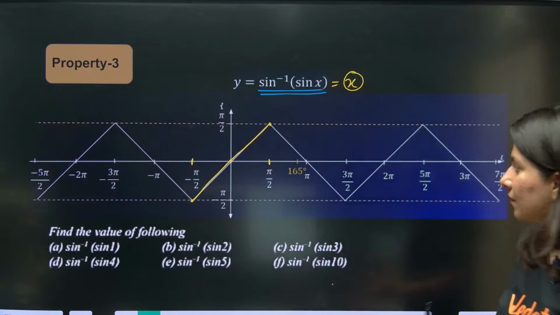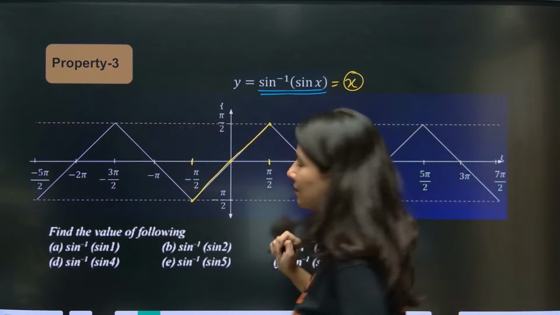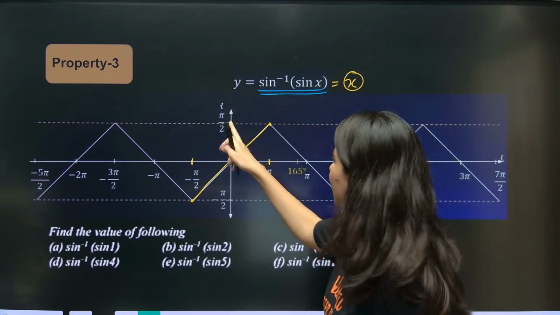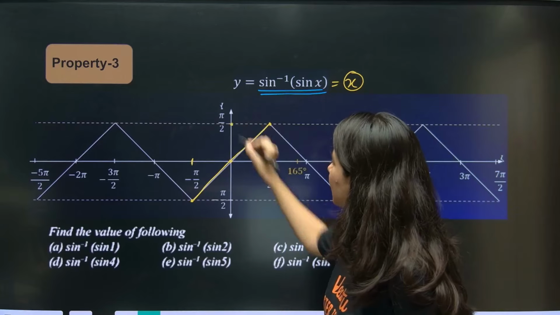Okay, can you see? Okay, pi by 2 you are getting, pi by 2, y is equals to x.